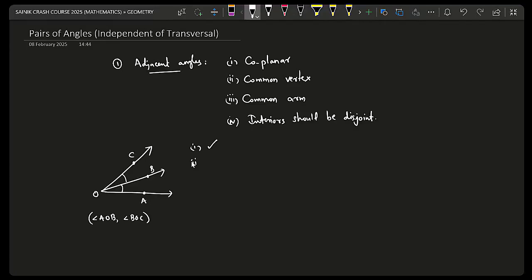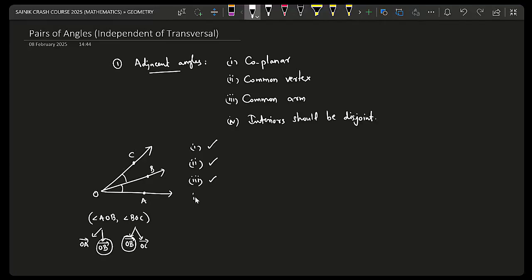I'll put a tick mark. Second condition, they should have a common vertex. What is the vertex of angle AOB? It is O. And what is the vertex of angle BOC? It is also O. That means these angles have a common vertex, O. So second condition is satisfied. Now the third condition, they should have a common arm. The arms of angle AOB are ray OA and ray OB. The arms of angle BOC are ray OB and ray OC. Yes, ray OB is their common arm. So third condition is also satisfied.